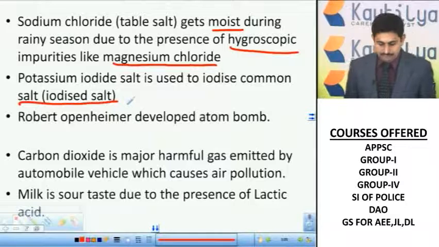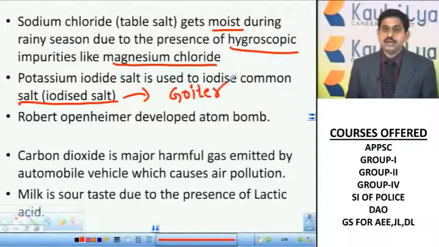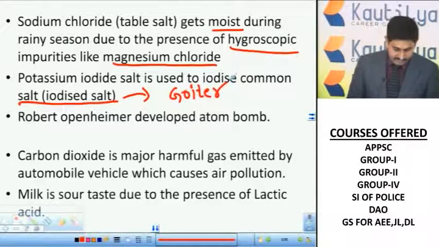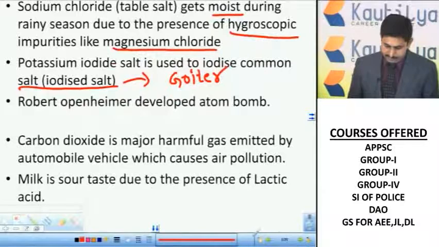So deficiency of iodine leads to goiter. In order to avoid this, nowadays we are using salt called iodized salt, which consists of iodine, and this iodine is added to the salt in the form of potassium iodide. I'll explain once again.